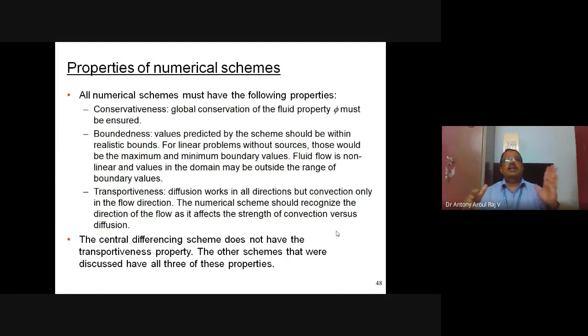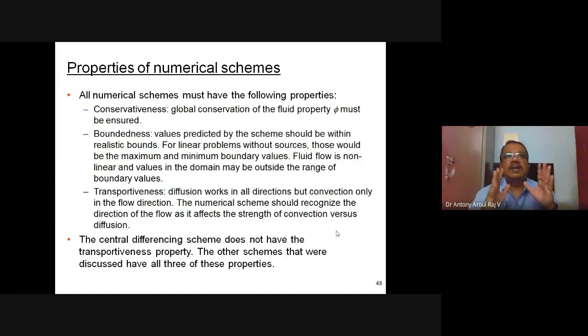For example, left hand side you are giving 100 degrees, right hand side 30 degrees, top 100 degrees, bottom 30 degrees. It goes without saying that your value should be between 100 and 30 degrees only. In the boundary, the maximum is 100 and the minimum is 30. But if you are getting a value like 150 or minus 10, it means you are going out of the boundary. That is called unboundedness or instability.